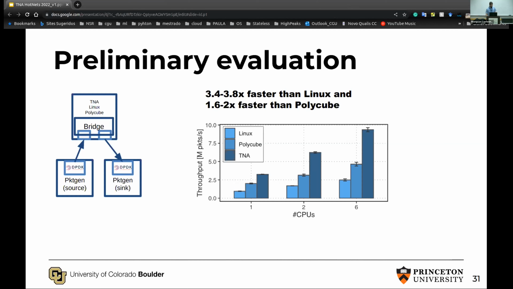For this evaluation, we provision 3 physical machines. One generates packets, the other one receives, and the third machine does layer 2 forwarding between the other 2 machines. Here we can see that currently TNA, depending on the number of CPUs allocated, is between 3.4 to 3.8 times faster than Linux, and also between 1.6 to 2 times faster than Polycube.